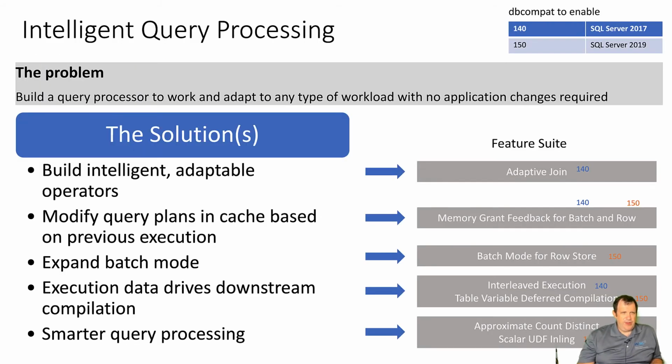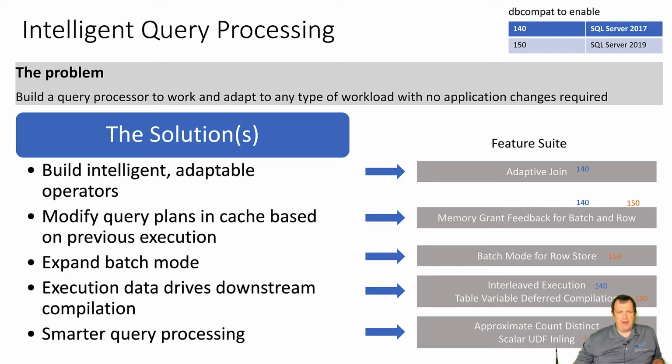One of the kind of interesting things about these features is they are all tied to compatibility mode. So the features we're mainly going to talk about today, table variable deferred compilation and scalar UDF inlining, are SQL Server 2019 or compatibility level 150. Some of the other features, interleaved execution, which is for multi-statement table valued functions, are 140 or SQL Server 2017. So we'll walk through all these.